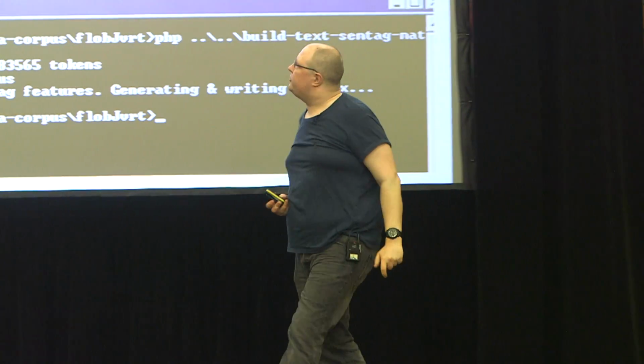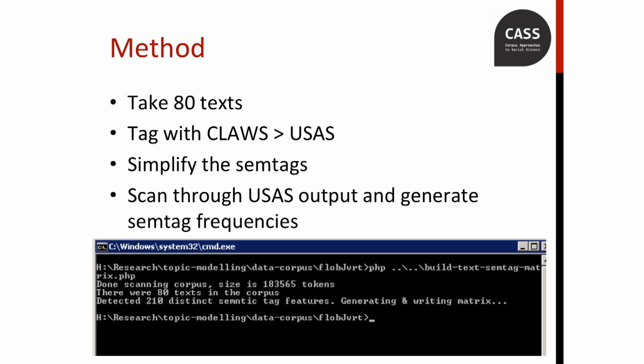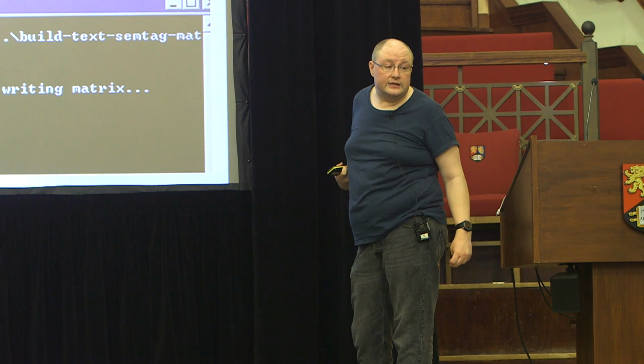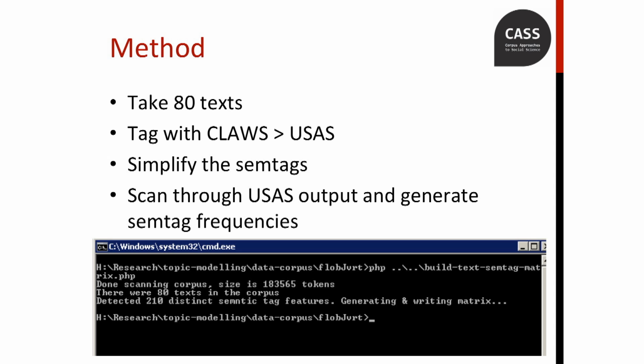So I took my 80 texts, and I tagged them with clause, part of speech, and with USAS semantic categories. I then simplified the semantic tags slightly because the USAS semantic system is very complex, so I boiled it down to 209 semantic categories based on that semantic tagging. I then wrote a little program, the entire run of which can be seen here, to scan through the USAS output and generate semantic tag frequencies. So I have my 209 frequencies for the semantic tags in every one of the 80 texts.